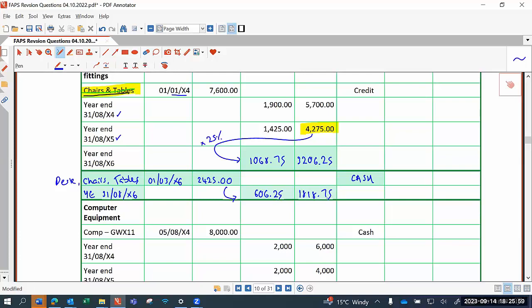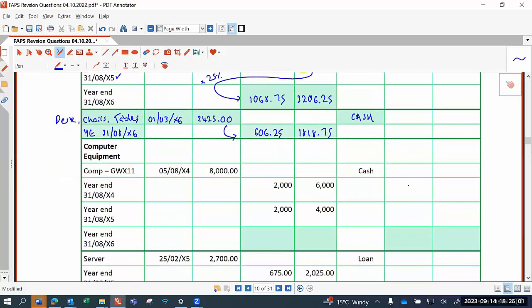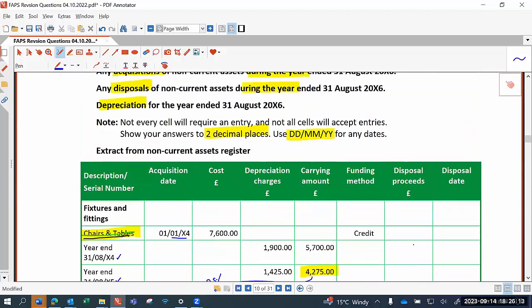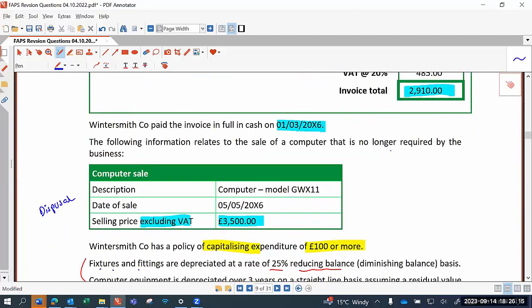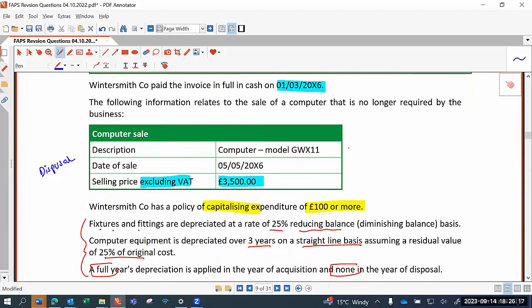The next thing that we come to, and it's a little green bits I'm filling in here, is a computer. And that computer is GWX11. Now, I don't remember something about a computer being sold, so let's check if it's the same one. The following information relates to the sale of a computer. It's a GWX11. So it's that one, and it's sold. It was sold on the 5th of May of 20X6, and it was sold for $3,500 excluding VAT.